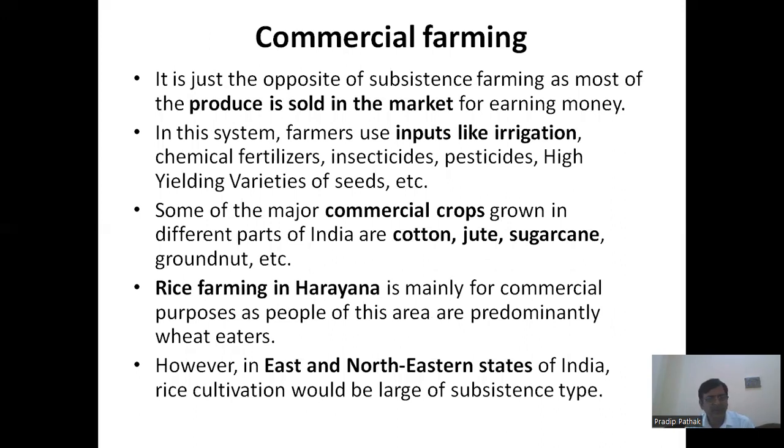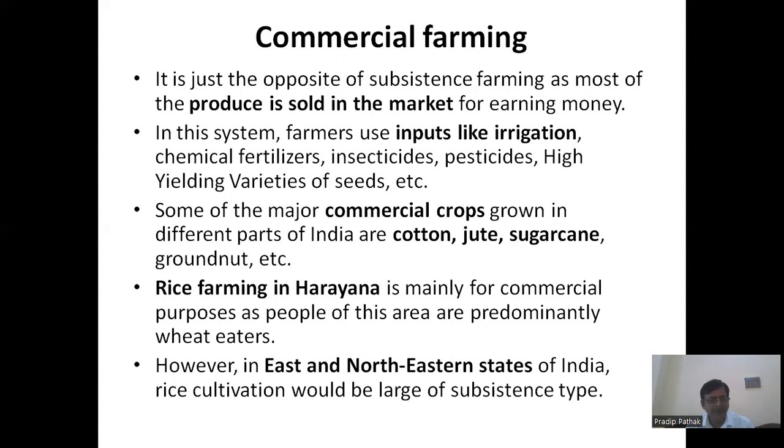Coming to the third type, commercial farming. Contrary to subsistence farming, where the farming is done purely for consumption by the farmers, in commercial farming the farming is done in order to sell in the market for earning money. In this system, the farmers use inputs like irrigation, chemical fertilizer, insecticide, pesticide, and high-yielding variety seeds. They have access to everything, and they are able to produce items which can be sold in the market and revenue can be generated in the process. Examples could be cotton, jute, sugarcane, groundnut, etc.